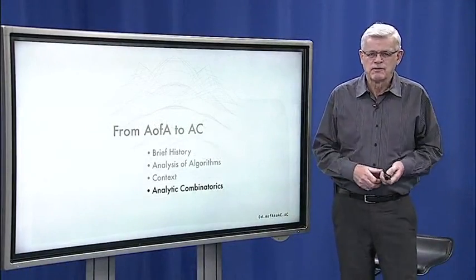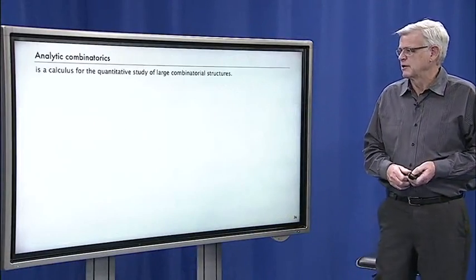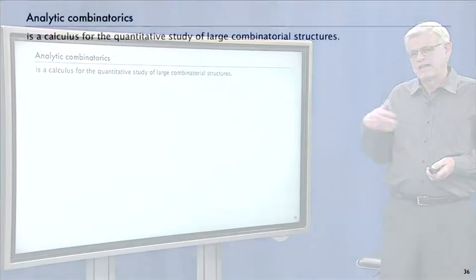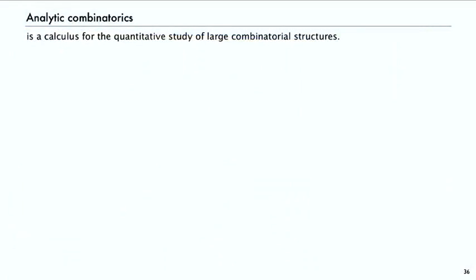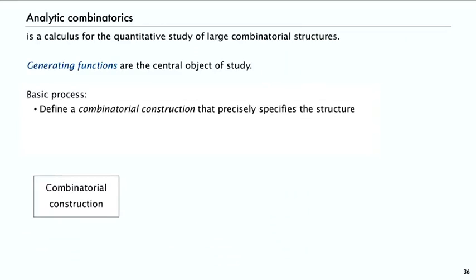Now we're ready to talk about what analytic combinatorics really is. It's a calculus for the quantitative study of large combinatorial structures. And generating functions are the central object of study in analytic combinatorics. So the basic process is three steps, pretty simple.